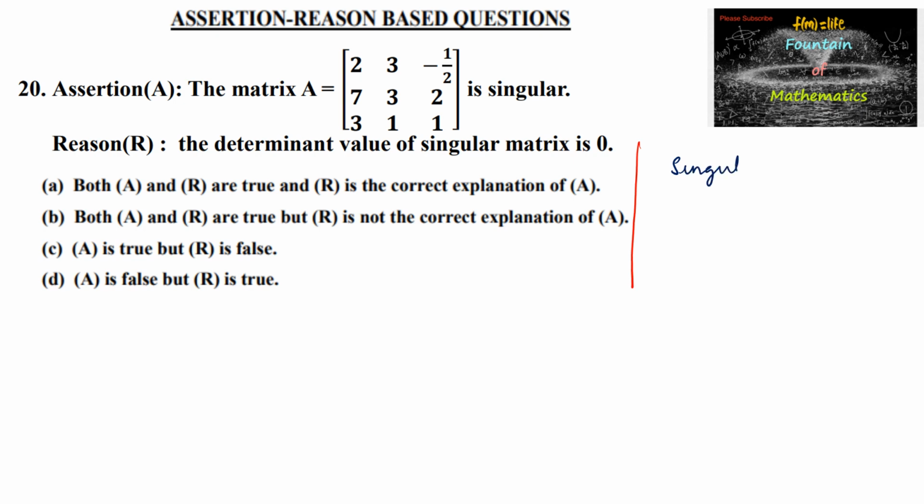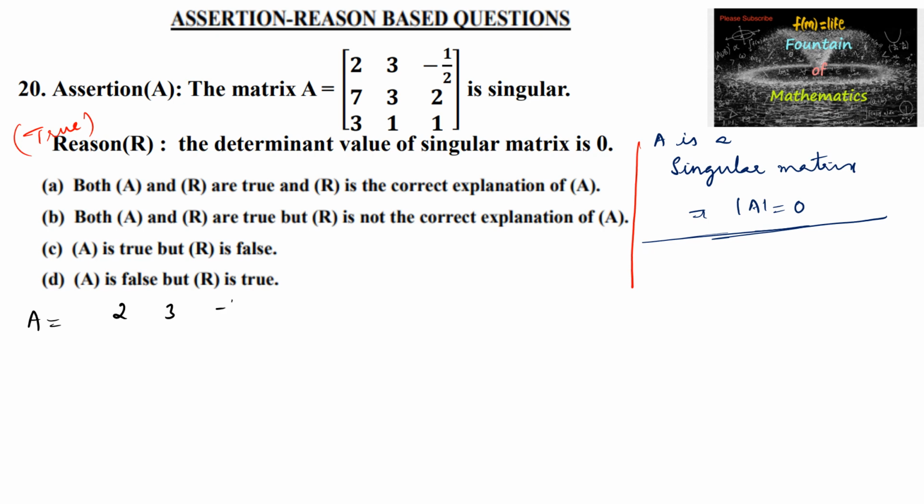A matrix is said to be singular. If A is a singular matrix, we can say its determinant must be equal to 0. So we can say that the reason, the determinant value of a singular matrix is 0, is true. So reason is true. And let us check the assertion. A is equal to 2, 3, minus 1 by 2; 7, 3, 2; 3, 1 and 1.